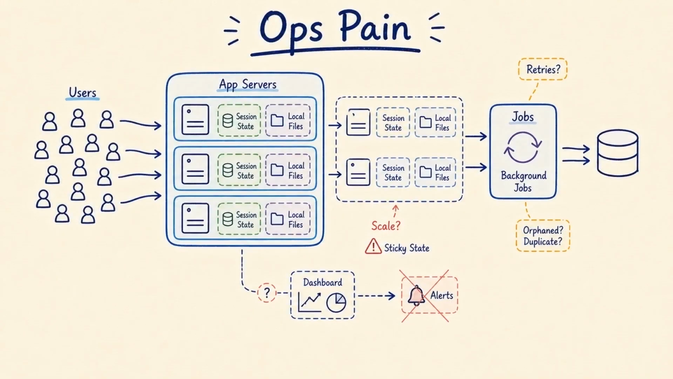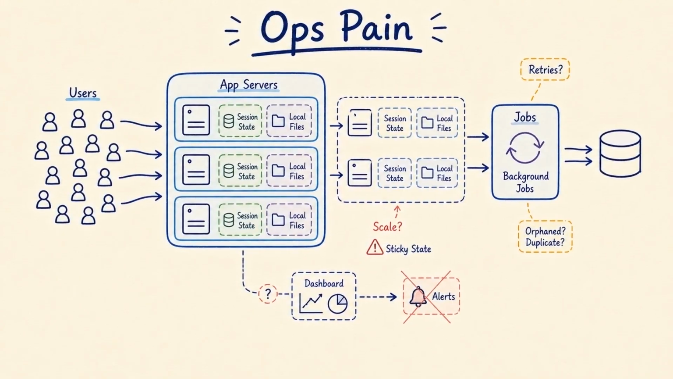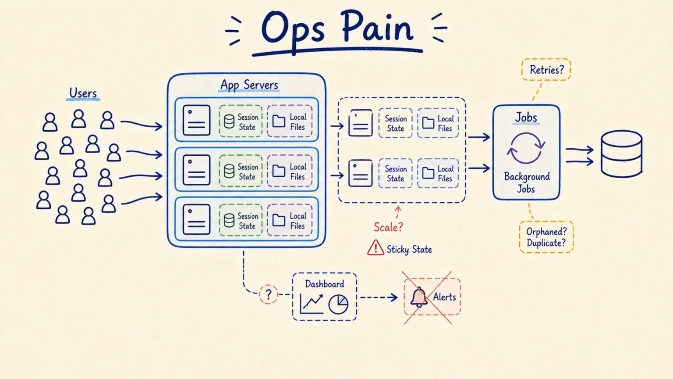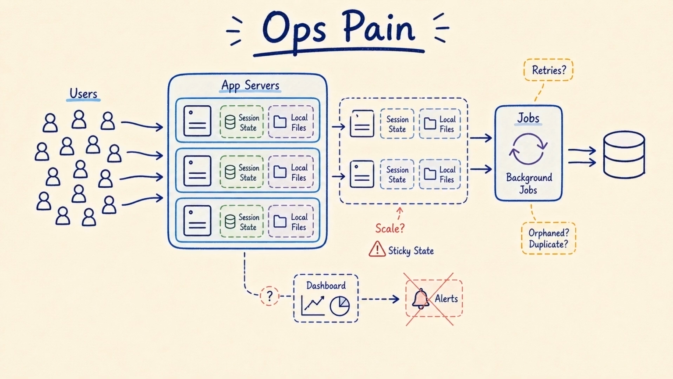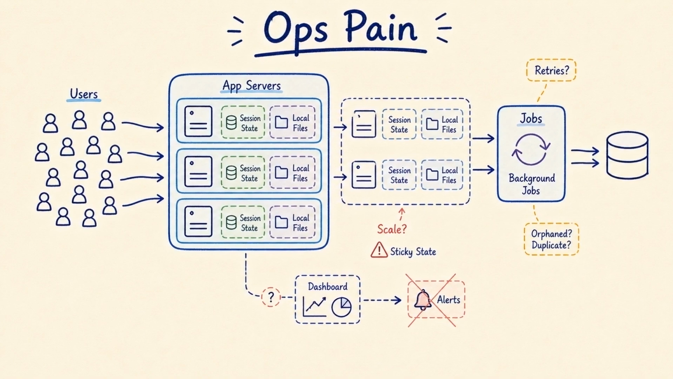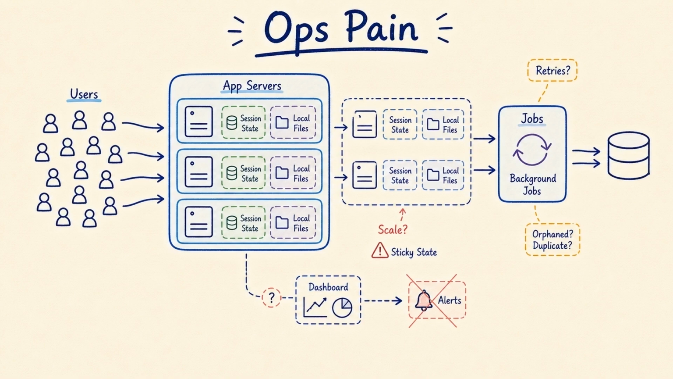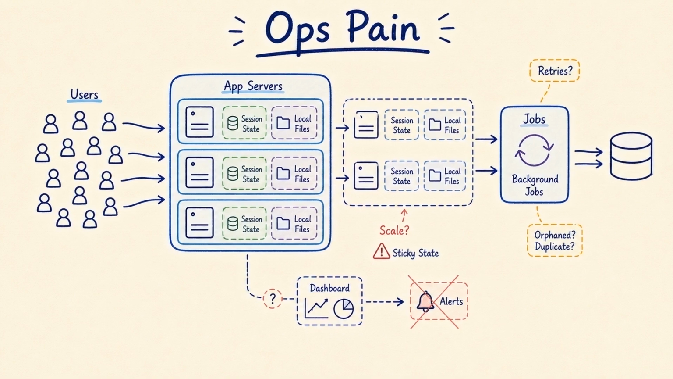Then operations gets involved. If the design cannot be observed, rolled out, and recovered safely, the system is already too expensive to own. In this topic, the pain looks like session state, file handling, and background work make horizontal scaling harder than the first diagram suggests.